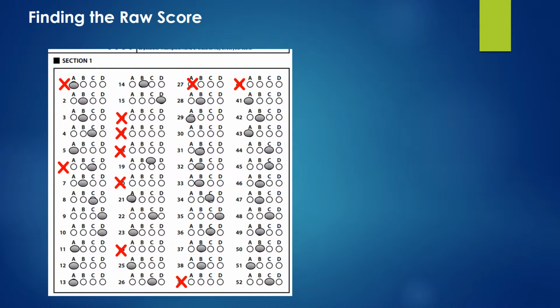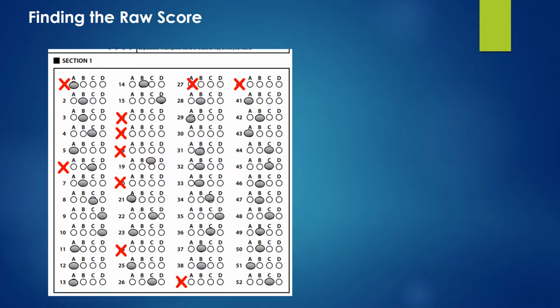The first step to grading the SAT and PSAT is to first identify which answers are not correct. This means that either the student marked the answer incorrectly or left the question blank. Once this is done, add up the number of questions that were not answered correctly and subtract that number from the total number of questions in that section.